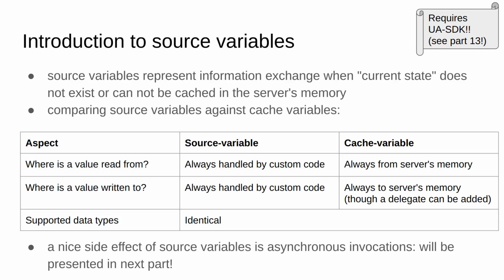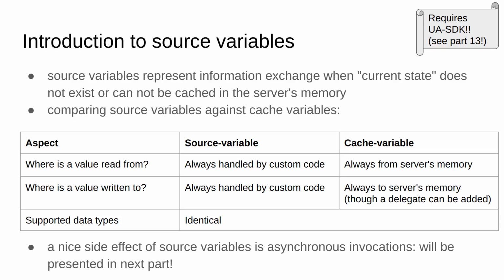Here we talk about source variables, which is another kind of variables supported by Quasar. And source variables are used when you do information exchange in situation when there is no notion of current state. You don't have anything that could describe what's the current state, or a thing cannot be cached in the server's memory because it would not make sense. And in the next slide, I will give you a short example which will illustrate how this actually works.